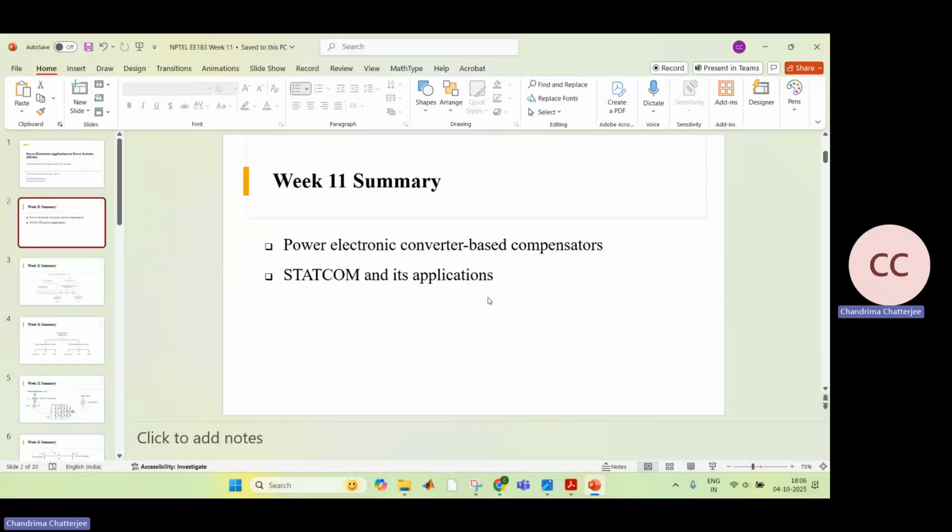So by offering a variable susceptance or a variable reactance, we usually control the amount of reactive power that needs to be injected or absorbed from the system, right? But the power electronic converter based compensators, their operating principle is a bit different from the previous compensators. How do they operate, and whether they are more advantageous than the previous ones or not very practical, that we will discuss today. What are their advantages or their disadvantages, all these things, right?